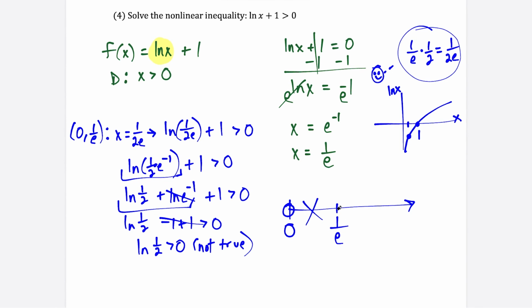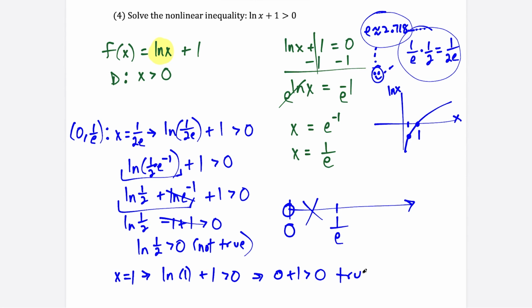So now let's say I plug in something greater than 1 over e. We should know that e is roughly 2.718, and this number is irrational. The decimal just goes on forever. Okay, but knowing that e is roughly 2.718 tells us that 1 over 2.718 is less than 1. So I could plug in x equals 1, and I can confidently say that 1 is greater than 1 over e. So when I plug this in, now I have natural log of 1 plus 1 is greater than 0, which gives us natural log of 1 is 0, 0 plus 1 is greater than 0, and this statement here is true. So that means that this space here is part of the solution set.